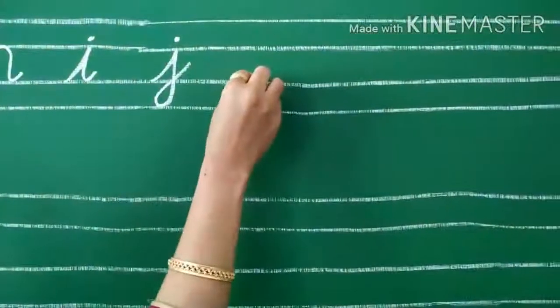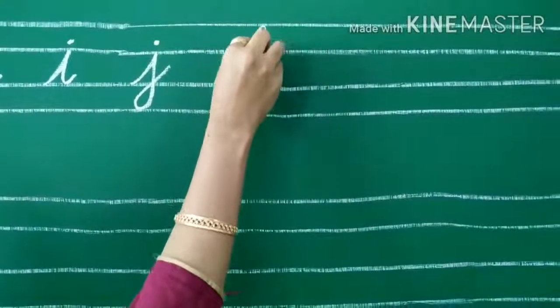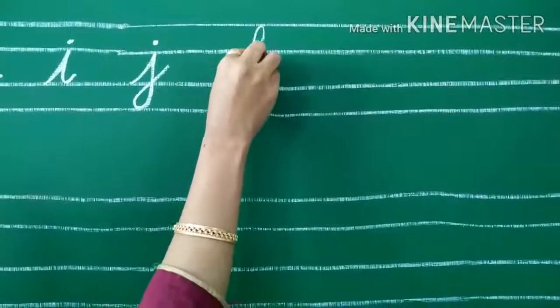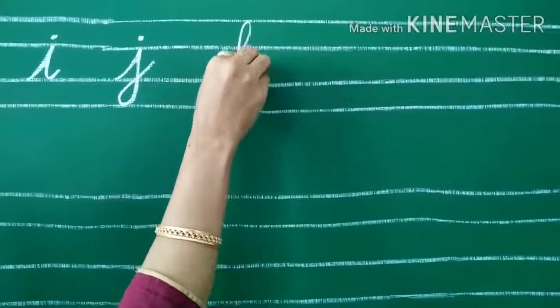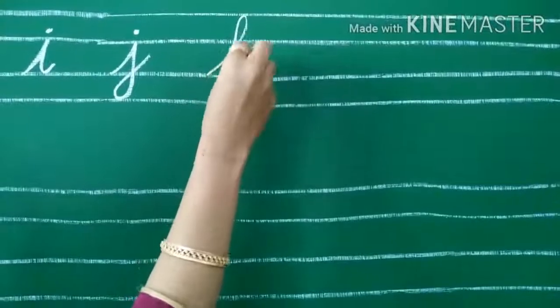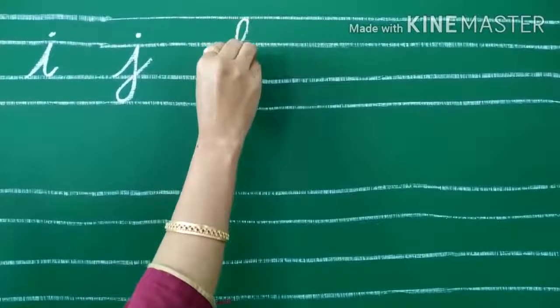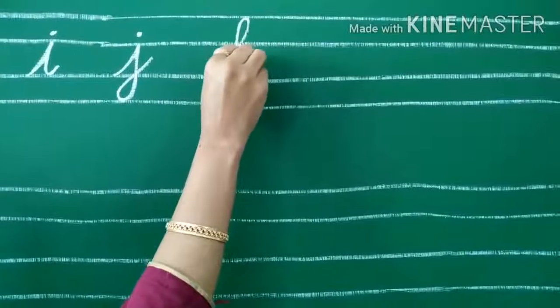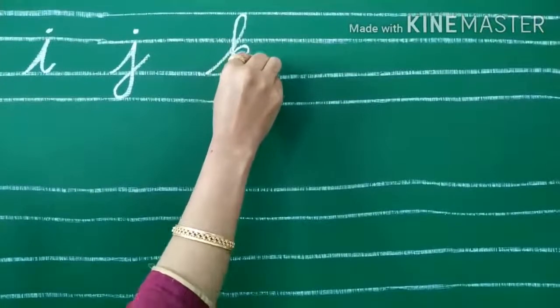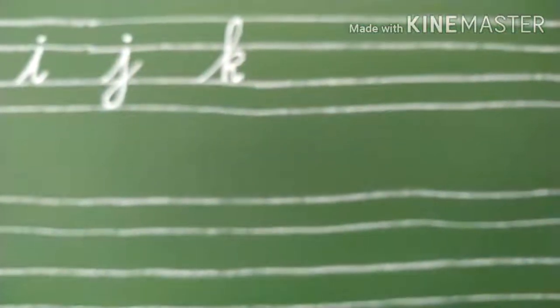To write K, draw a slanting line, put a knot and draw a closed curve ends with a small curve. Yes, draw a slanting line, put a knot and draw a closed curve ends with a knot. It's small k. What comes after k?